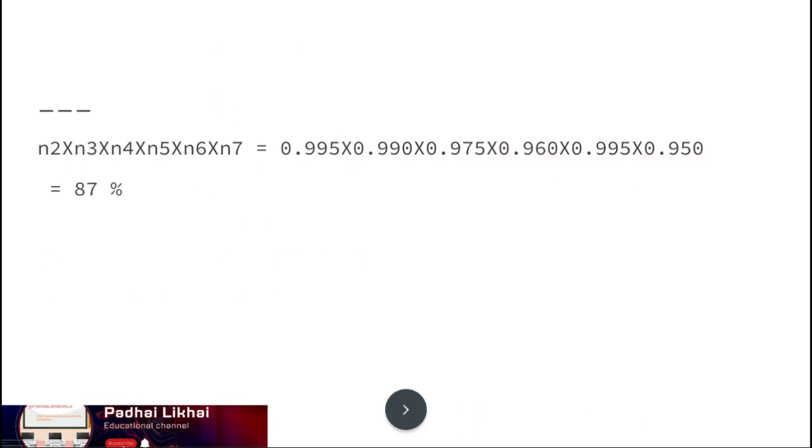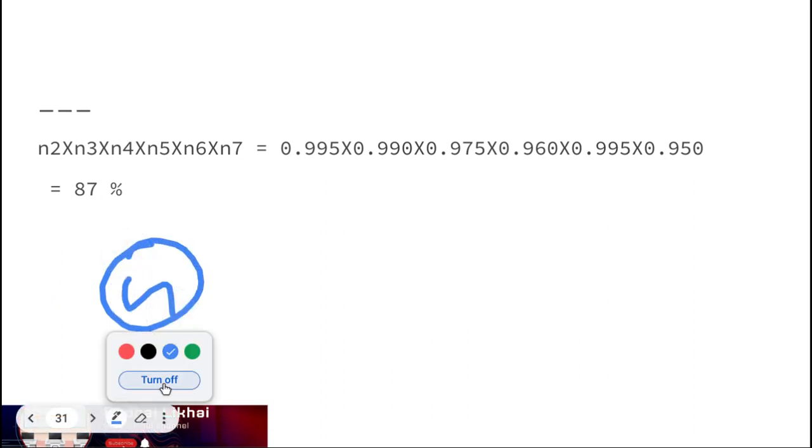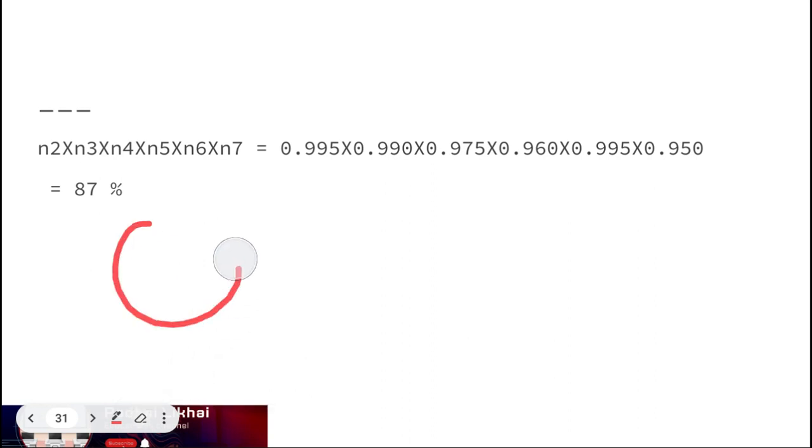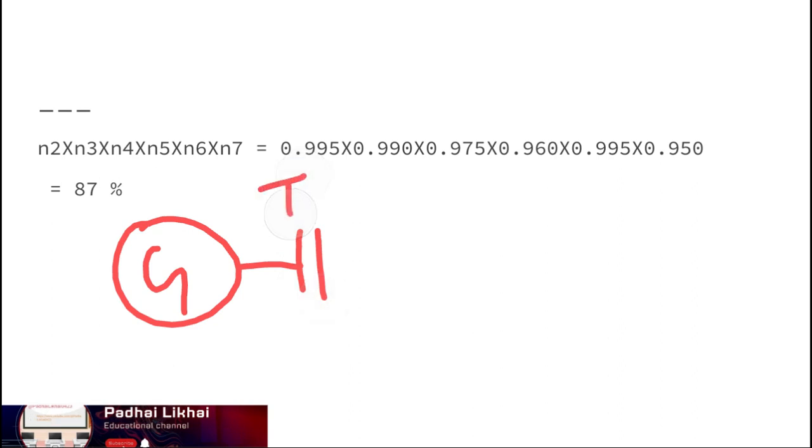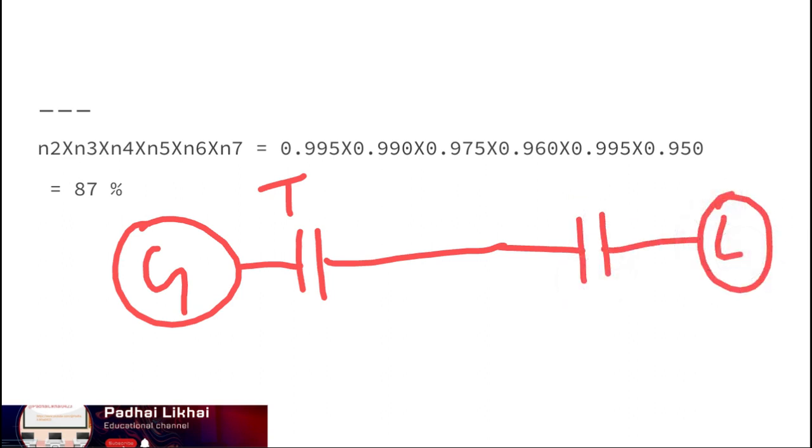Okay, so cascade efficiency. Here is the generating station. Now here it is transformer. Here it is transmission. Here again a transformer, and here it is load. Right? So the cascade efficiency here, again, transformer 1, transformer 2.